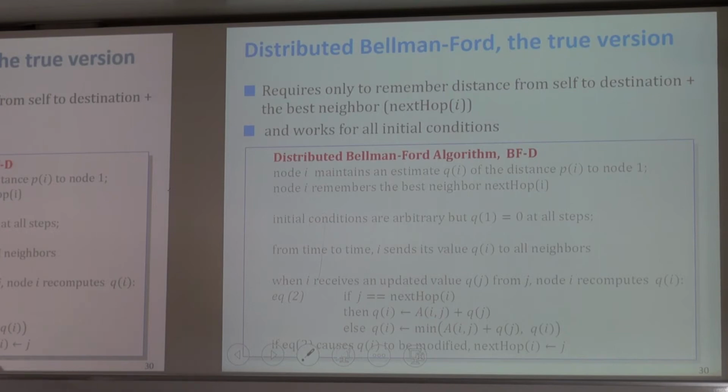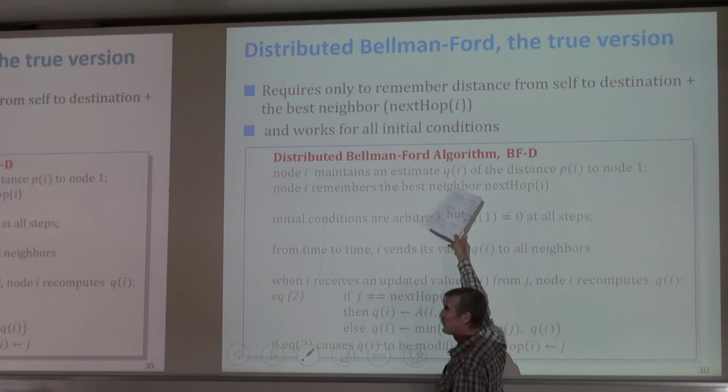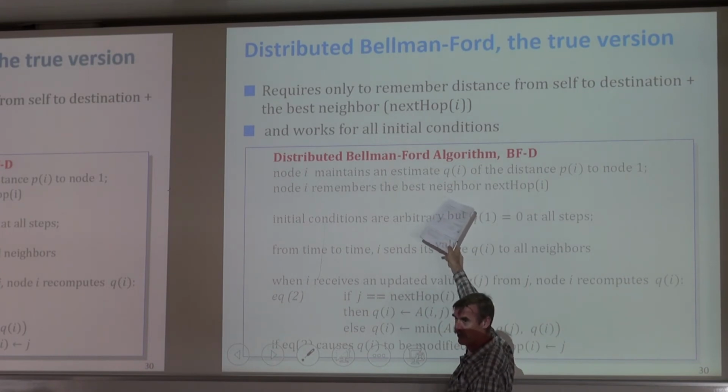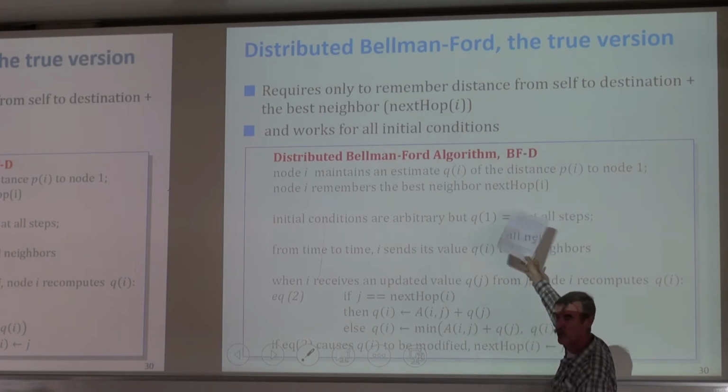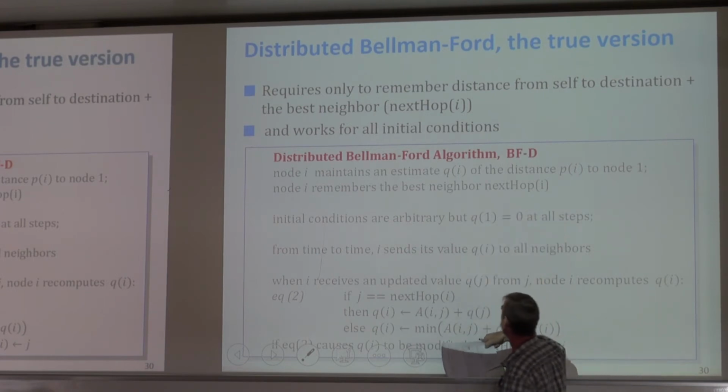However, it also keeps another piece of information, which is where to route, the job of any router. So the router I has two pieces of information: Q of I, its best estimate of the distance to the final destination, and where to go, the next hop of I towards the destination.